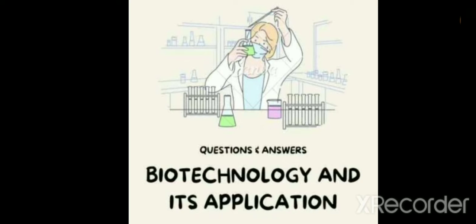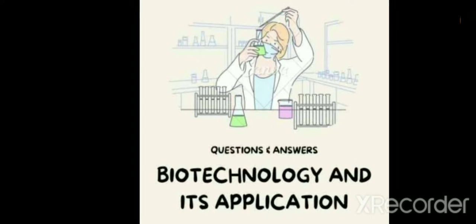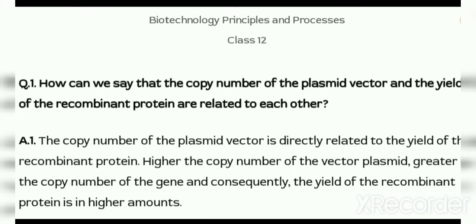So in this video we are going to see a few important questions in the lesson Biotechnology and its Application. The first question: how can we say that the copy number of the plasmid vector and the yield of the recombinant protein are related to each other? The answer: the copy number of the plasmid vector is directly related to the yield of the recombinant protein. The higher the copy number of the vector plasmid, the greater the copy number of the gene, and consequently the yield of the recombinant protein is in higher amounts. So this is the answer.